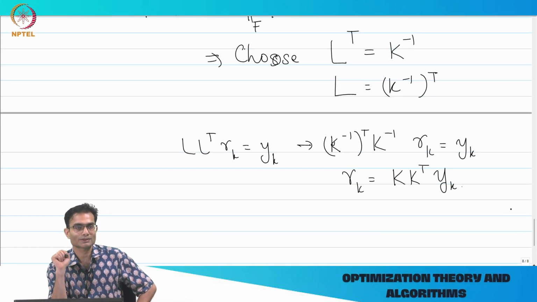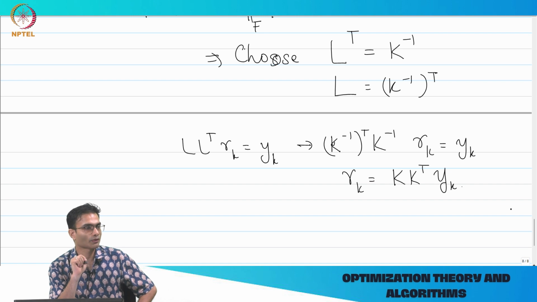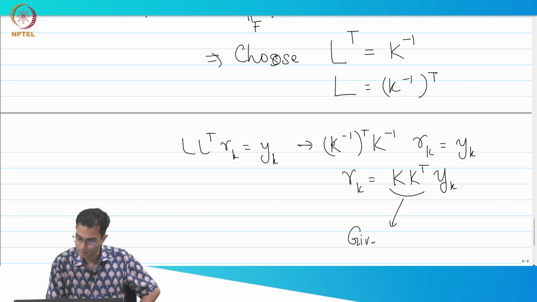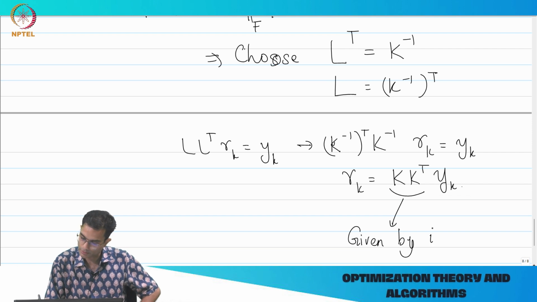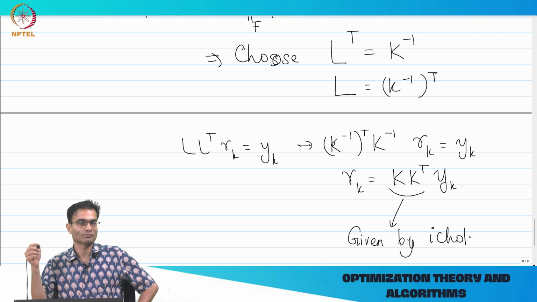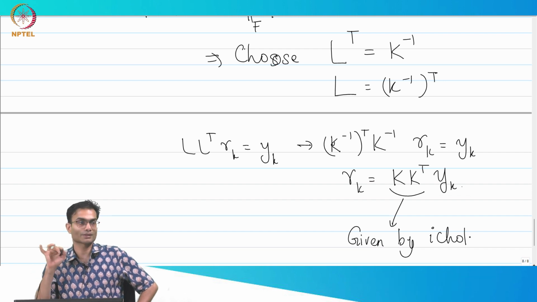Now when I asked to compute the Cholesky decomposition of A, what was given to me? KK transpose. KK transpose is appearing right over here. This has been given by incomplete Cholesky. I don't have to calculate the inverse of a matrix anywhere.